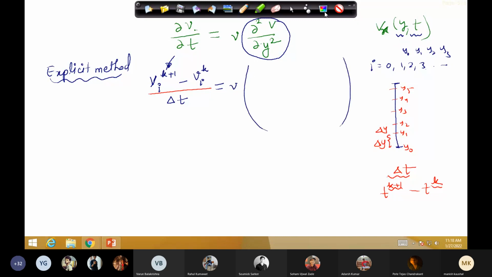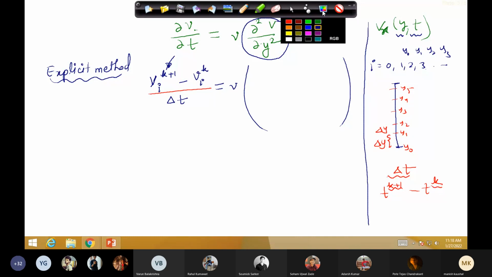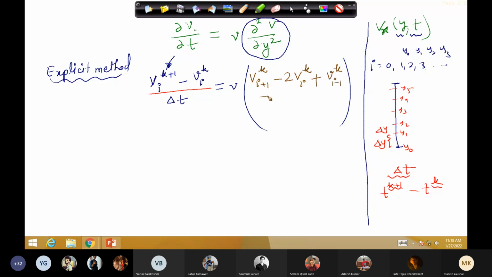here let's change the color, and I'll share this slide with you, like the typed slide. I have given it to the TA. He is typing it, so that's not a problem. You can focus on it here. So what you are going to write is V(i+1) at kth time minus 2 V(i) at kth time plus V(i-1) at kth time, divided by delta y square.